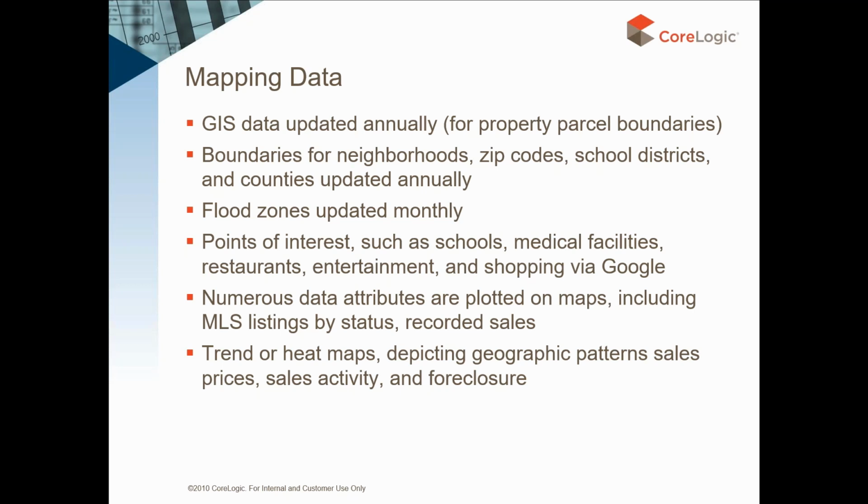We can actually place things on top of those places on the map too. Lots of other data attributes are put on top of the maps, different MLS listing statuses, recorded sales as well. We can show you where all those things are located directly on the maps. We can even show you some larger overarching trends using some heat maps, whether they be aggregated by neighborhood or by zip code, and we can show you where there are higher levels of sales activity, higher levels of foreclosure. Lower levels of those things are going to be indicated by cooler colors, higher levels of those things are going to be indicated by warmer colors as well.